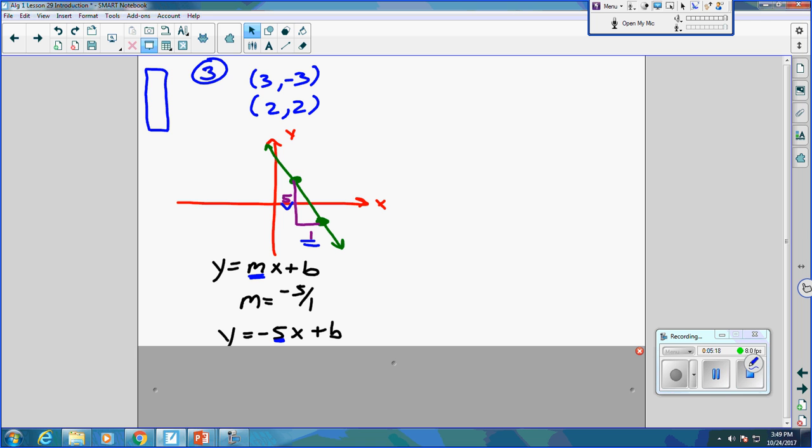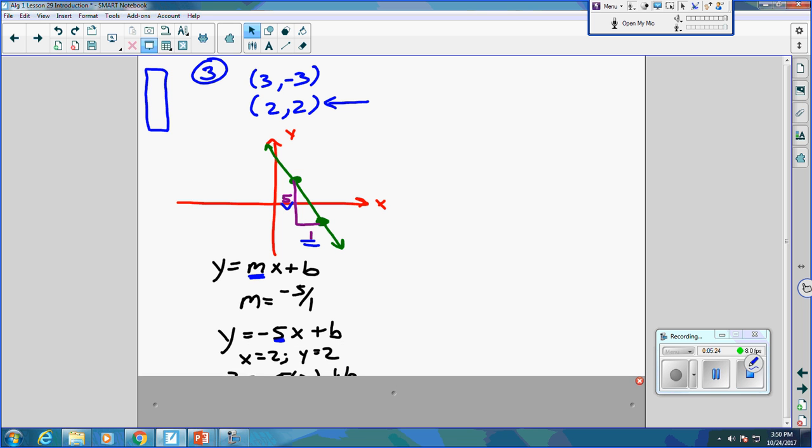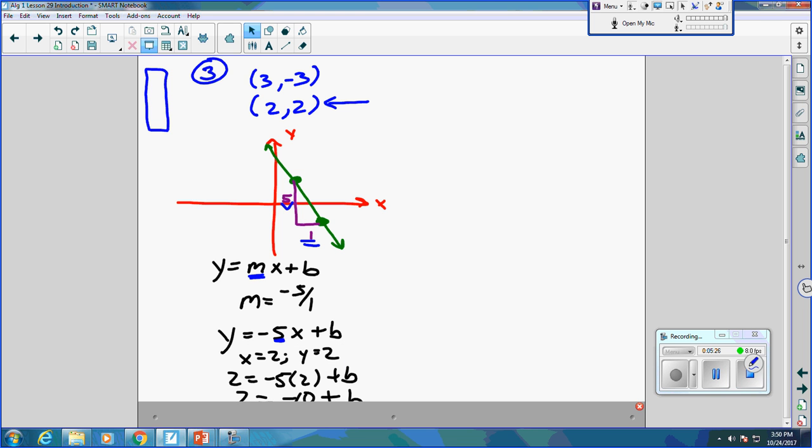So y equals -5x plus b. I have to use a point. I prefer this point, (2, 2). They're the same. They're both positive. So x is 2 and y is 2. And we plug those in on the side over here, and then we just have some math to do. So it's 2 equals -5 times 2 plus b, or 2 equals -10 plus b. Add 10 to both sides. I get a y-intercept of 12.